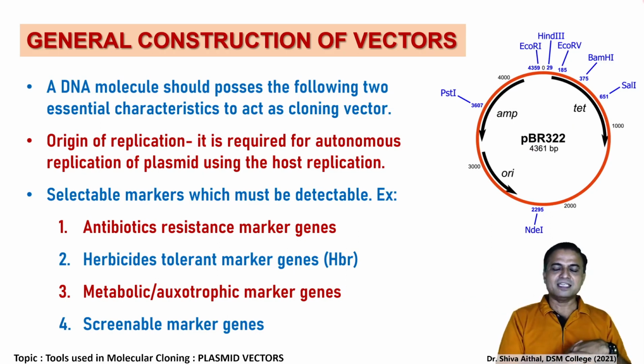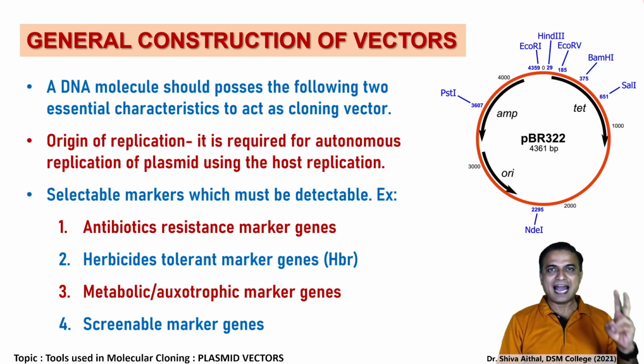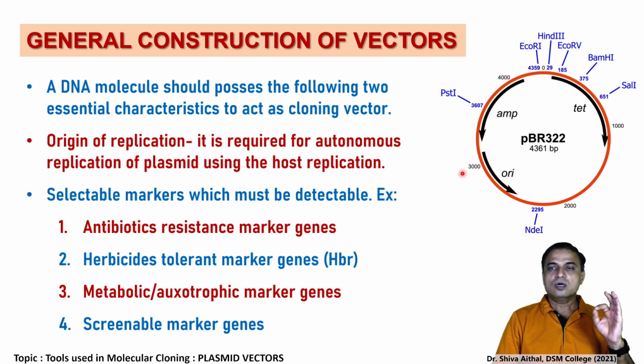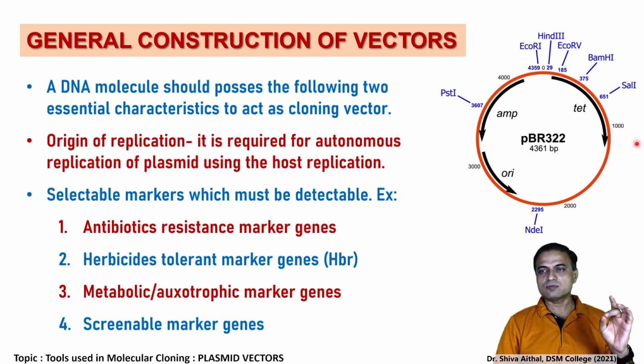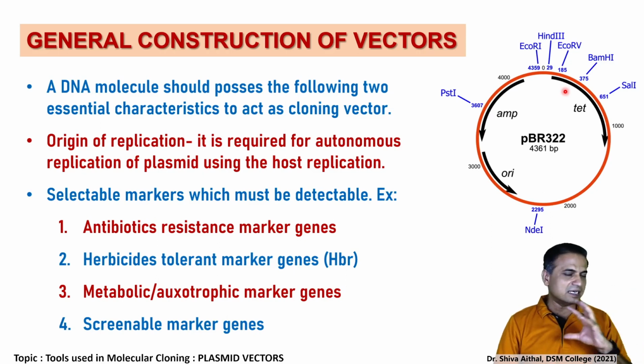So while constructing a plasmid vector, a DNA molecule, it should possess at least two essential characters. Means if this plasmid has to be used as a cloning vector, there should be two characters. One is it compulsorily should have an origin of replication gene, which is required for autonomous replication of this vector plasmid using the host replication enzymes. Plasmid doesn't contain any enzymes for continuing with the replication. It is all dependent upon the host enzymes.